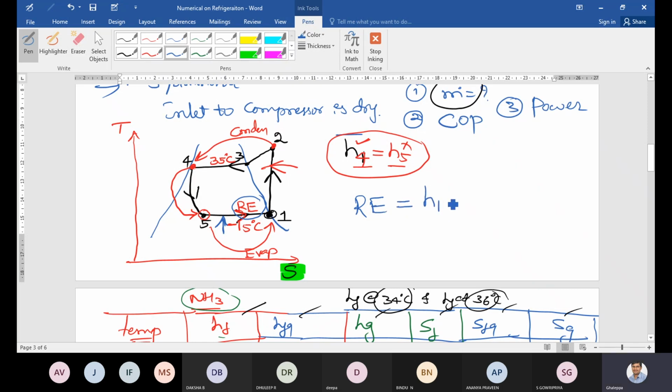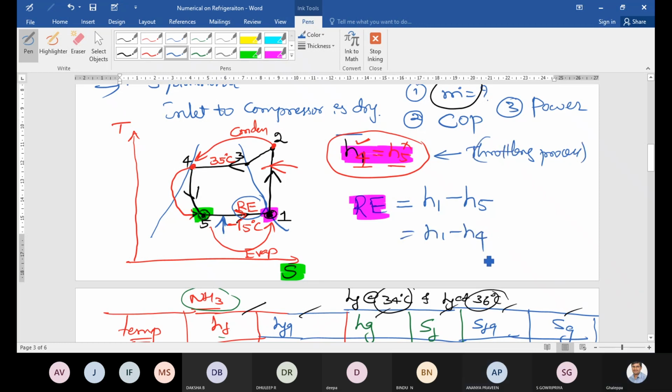So refrigerating effect is equal to H1 minus H5, because this is the starting point, and this is the end point. So final point minus initial point, that is the refrigerating effect. Dear students, instead of 5, I need to write 4, because H4 is equal to H5. Why is H4 equal to H5? Could you tell me anybody? Because 4 to 5 is a throttling process. Throttling. Yes, H1 minus H4. I will write H1 minus H4 directly, the same formula.